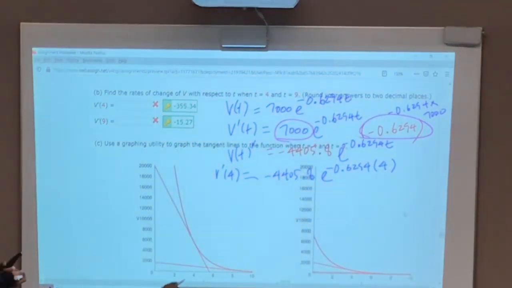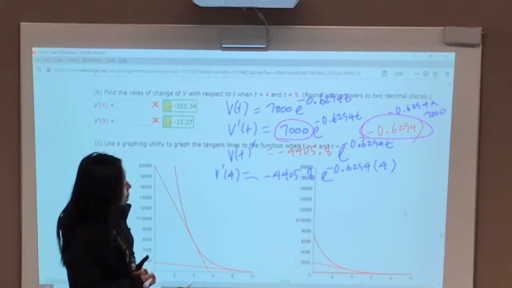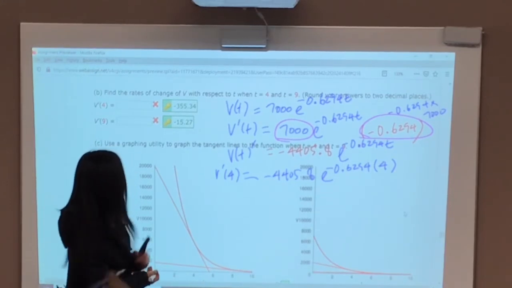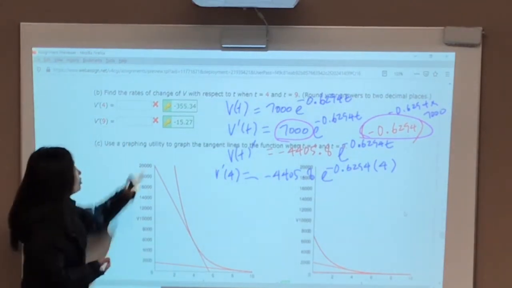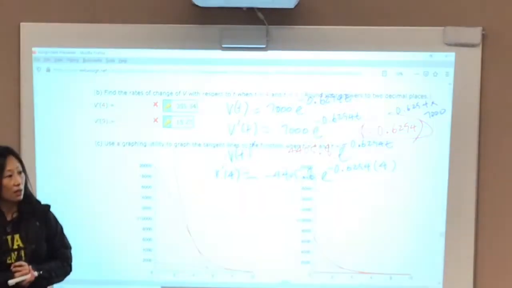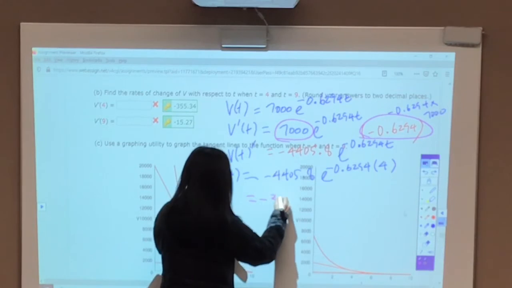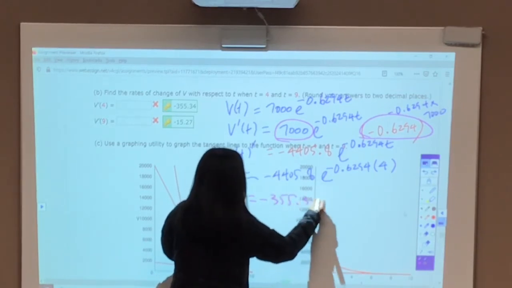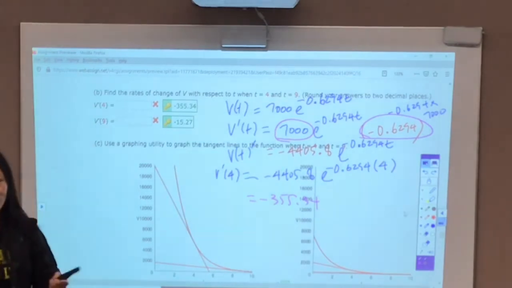So then, with the 7, with the 9, you just plug in the 9 for where the 4 is at, right? For the second part? Or am I tripping? For 9? This one? Yeah, put the 9. Okay. Did you get this number when you plug it in? This one should be equal to that: negative 355.34. If you don't get it, that means you're not putting it in right, and you need to ask me now so I can help you.